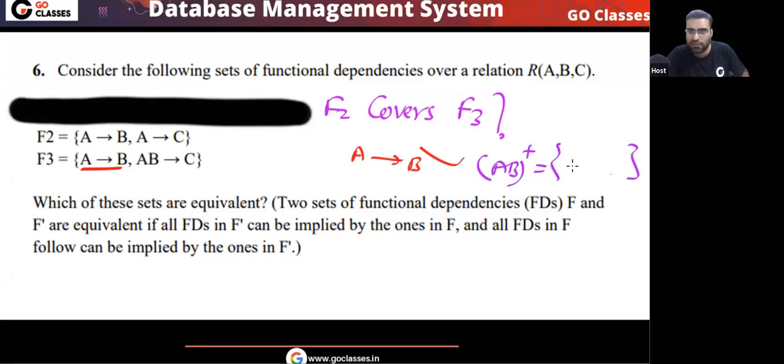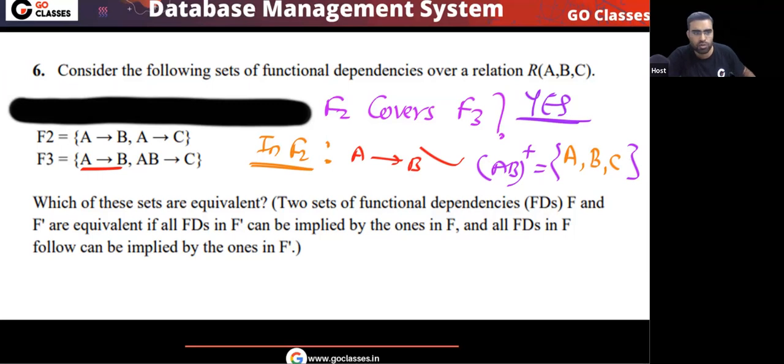What is AB plus in F2? Please tell me. We are finding in F2. In F2, AB plus will be ABC. So can you notice AB determines C? So F2 covers F3. The answer is yes. Is this clear? Please tell me.